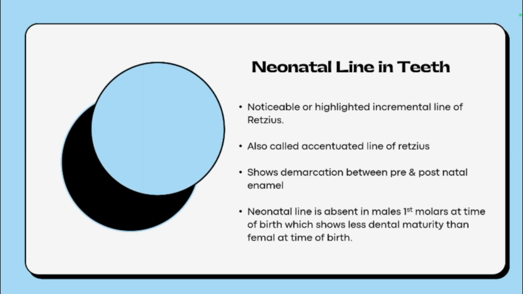Next structure is neonatal line, which is basically incremental line of Retzius but highlighted, and it shows the demarcation between pre and postnatal enamel formed.